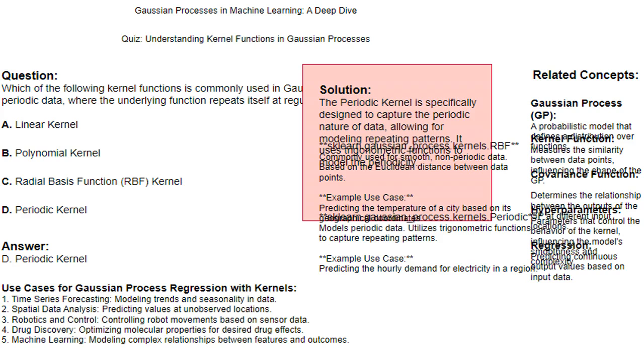Covariance function: determines the relationship between the outputs of the GP at different input locations. The covariance function, also known as the kernel function, quantifies the relationship between the outputs of the Gaussian process at different input locations. It essentially tells us how similar the outputs of the function are likely to be at different input points.